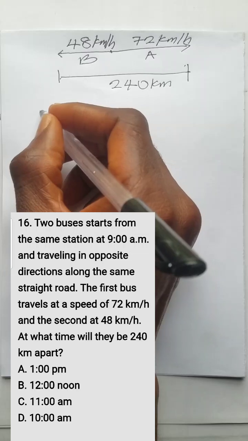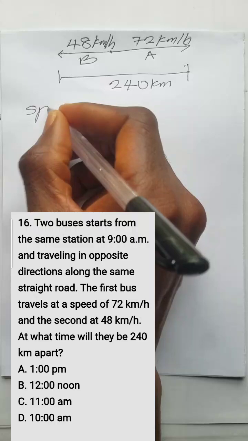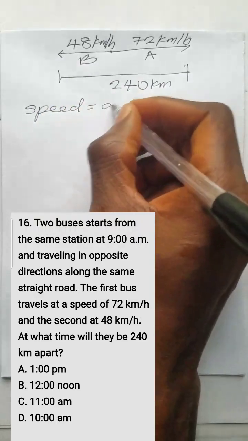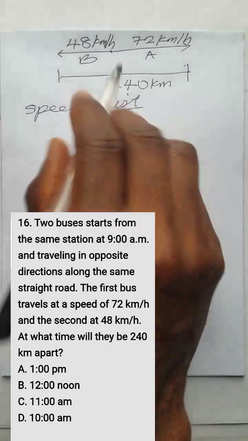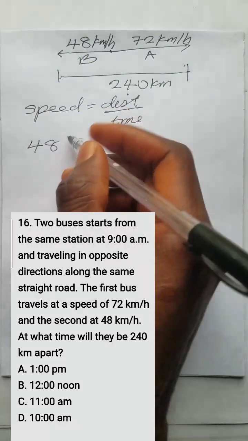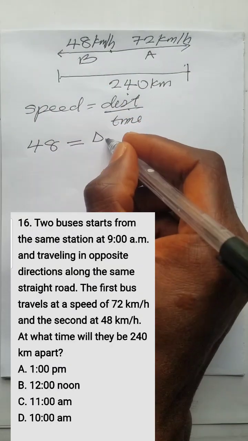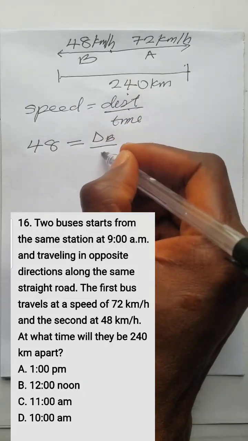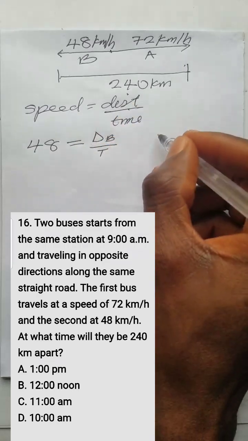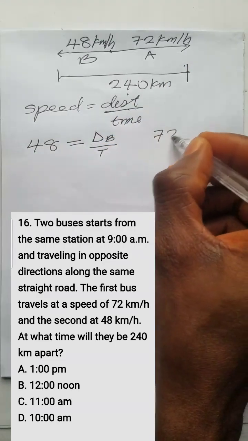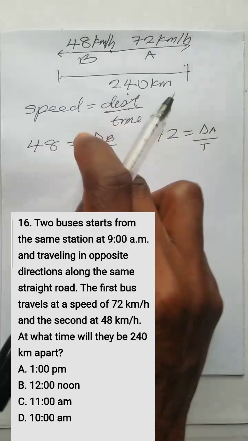So let's start with this one. The distance, where can we get distance from? We get it from speed. Speed is equal to what? Distance over time, right? So this speed, which is 48 kilometers per hour, is equal to the distance this one covers. Let's assign that as dB, distance for B, over time. Let's call that T. And then for A, we do the same thing. 72 is equal to dA over the same T. This T and T are identical.